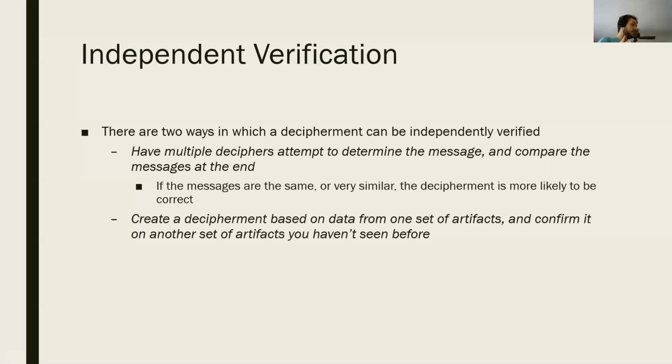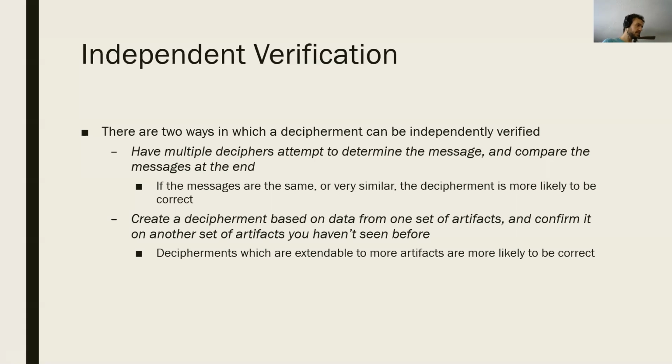And secondly, which is more common, is to create a decipherment based on one set of artifacts and then confirm it by applying that decipherment to new artifacts that you haven't seen before, or maybe have been recently discovered, for example. If your decipherment works for the artifacts that you worked on and then works for artifacts you haven't seen before, that's a suggestion that your decipherment is the correct decipherment and that you are on the right track.